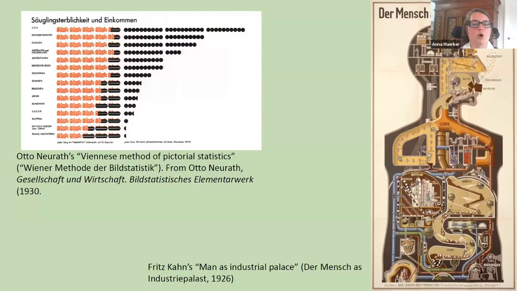In the 19th and 20th century, however, this vision of the body as machine was used to create the concept of what Mike Sacco has called a specifically industrial body. And this industrial anatomy found its expression in images such as the one you can see on the slide on the right, Fritz Kahn's Man as Industrial Palace, Der Mensch als Industriepalast of 1926, which depicted the body as a factory and its physiology as a series of carefully directed and supervised mechanical and chemical processes.